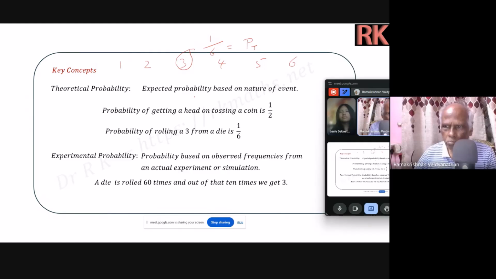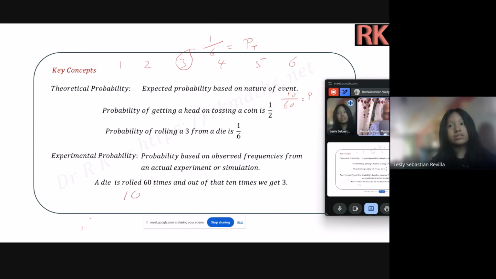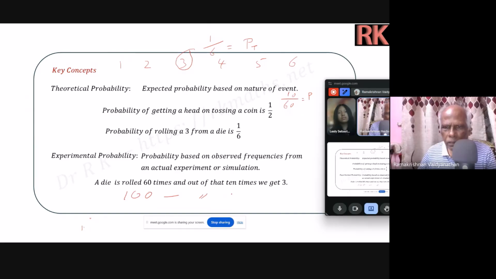Yes or no? Yes. Now, I have rolled the die 60 times. How many times did I get 3? 10 times. Yes or no? Yes. So 10 by 60 is the probability of getting a 3 by experiment. Understood? Yes. So easy, no? Right? Now tell me, a die is rolled 100 times, and out of that, 25 times I get 5. So what is the probability of my getting 5?